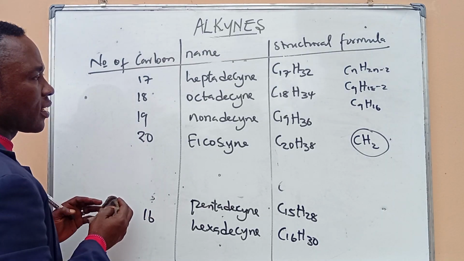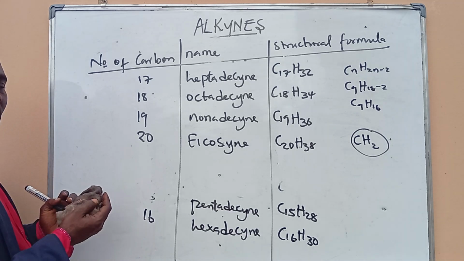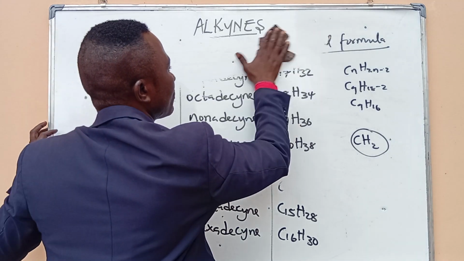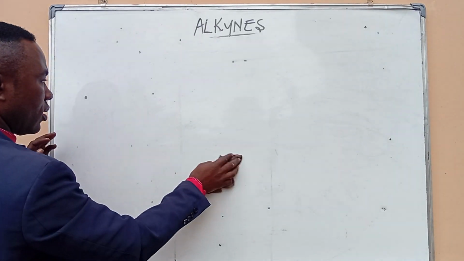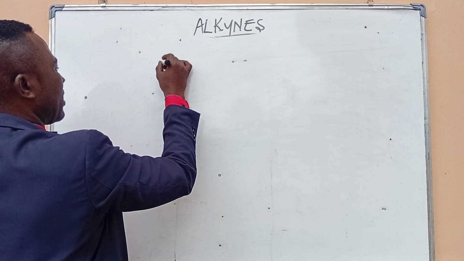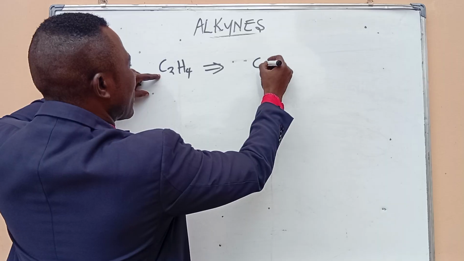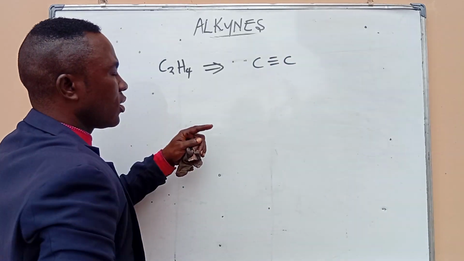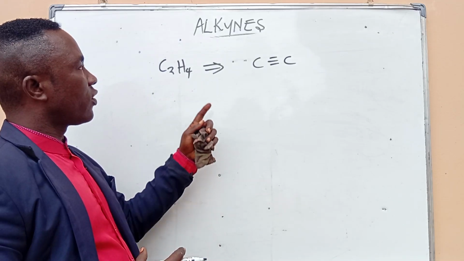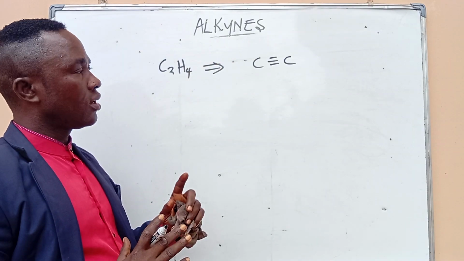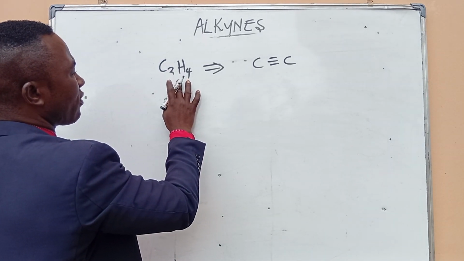Now, let us take the first one, which is ethyne, and see what the structure looks like. Remember the first one is C2H2, written with 2 carbon atoms. They have a triple carbon-to-carbon bond for the alkyne series. That is what we know them with.